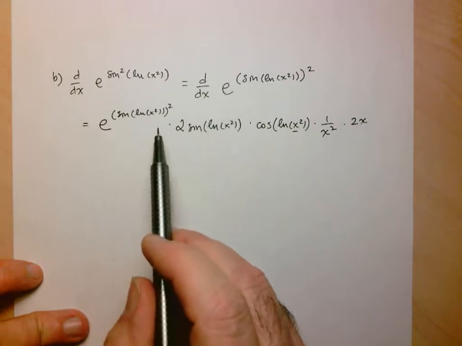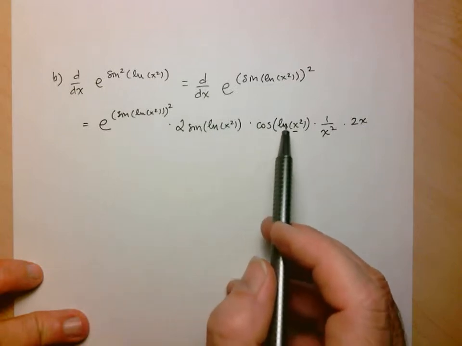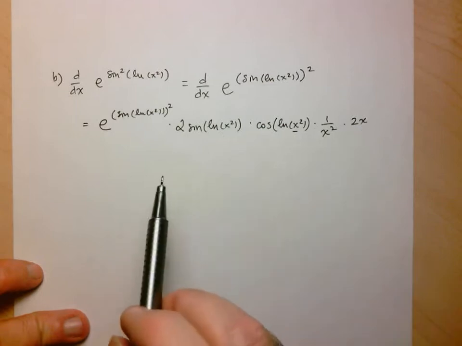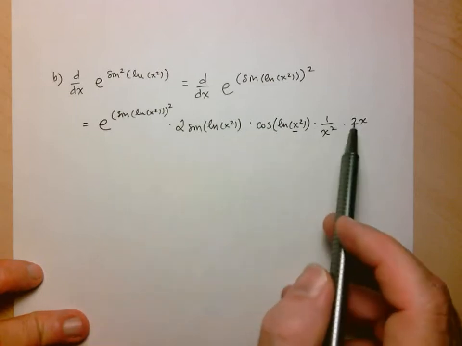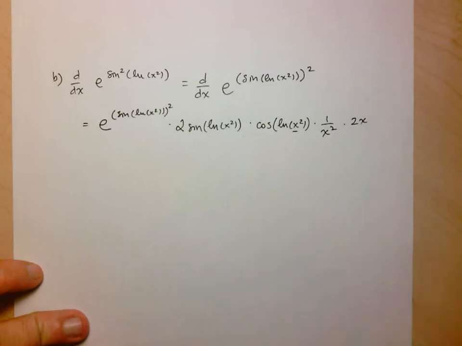And that's why we call it the chain rule. It's like a chain that links together the derivatives of the outermost function all the way to the innermost function. Okay, that's it for these.